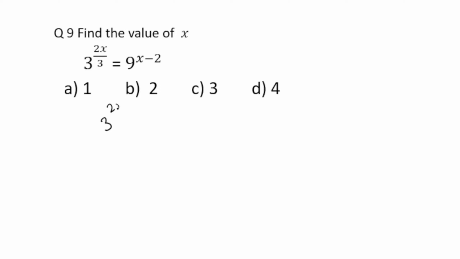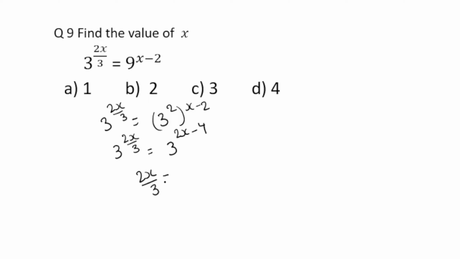3 to the power 2x over 3 equals 3 squared to the power x minus 2. Now we have to use the power of exponent property. That means the powers are multiplied. 3 to the power 2 multiplied by x, 2x, minus 2 multiplied by 2, 4. Now we have the same base. If we have the same base, the powers should be equal. 2x over 3 equals 2x minus 4.